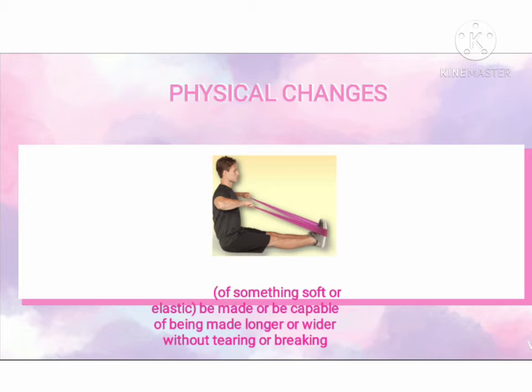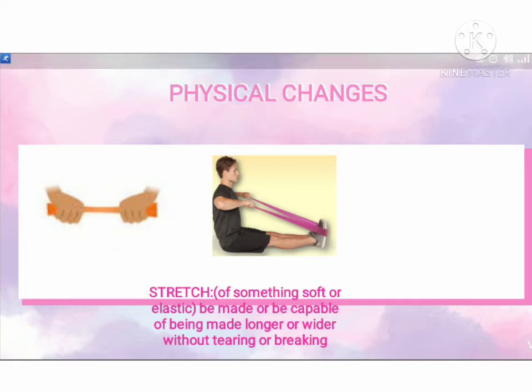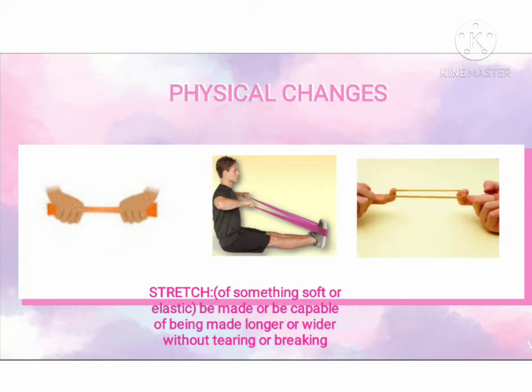Next, let's go into the physical change where something soft or elastic is made or is capable of being made longer or wider without tearing or breaking. We call it stretch. So this is a man stretching the rubber band. This is a hand stretching some things. This is a hand stretching the rubber band. So we call this action stretch.